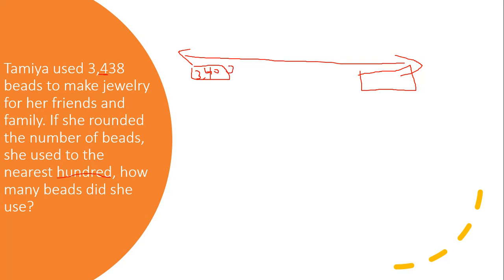0, 0. Please don't mind my writing with this pointer. And then the one that would round up would be up to 3,500. I was rounding up to the nearest 100. 5, 0, 0. Okay, now I need to find my middle point. Halfway between 3,400 and 3,500 is 3,450.